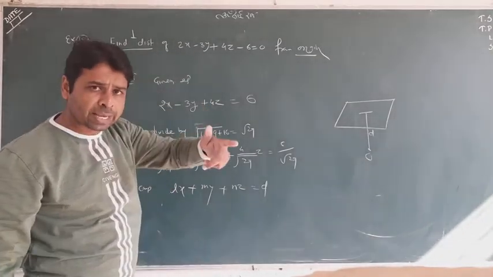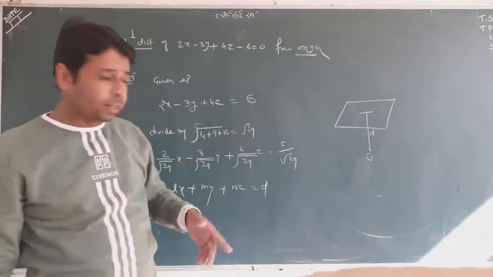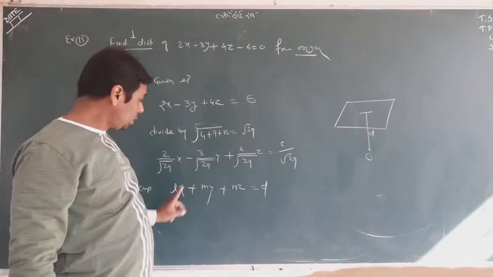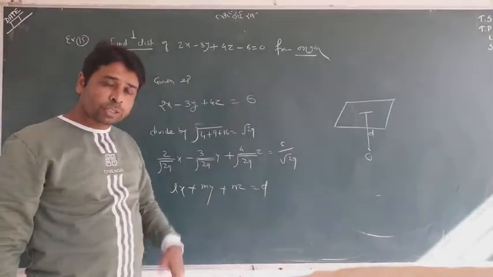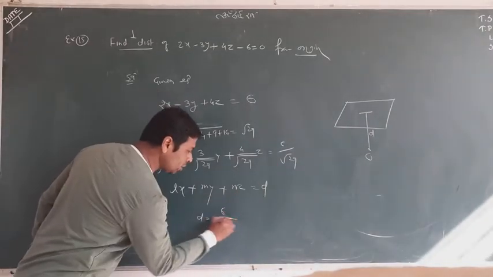It is not asked. If you are supposed to ask LMN also, LMN means direction cosine of normal of plane. So this is ABC, ratio of normal of plane. This is LMN, cosine of normal of plane. And D is equal to D, meaning perpendicular distance, 6 by 29.